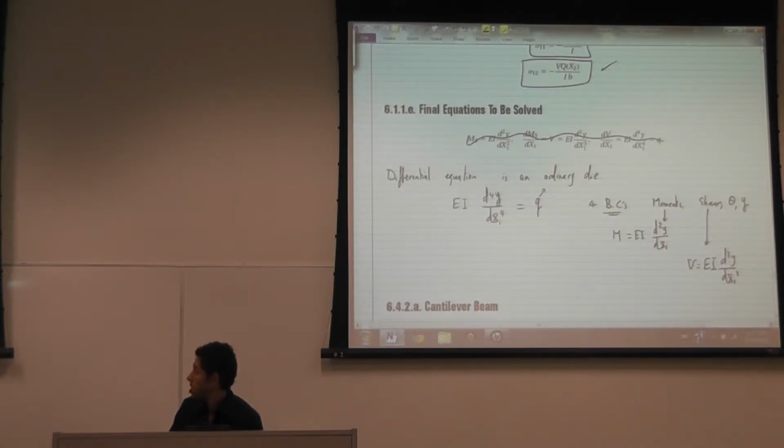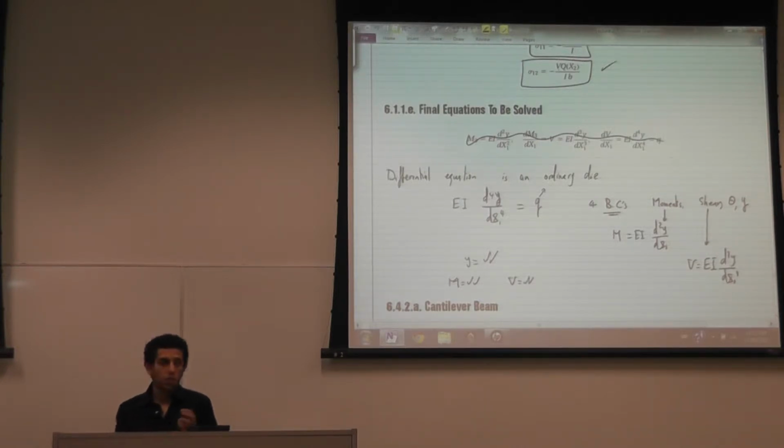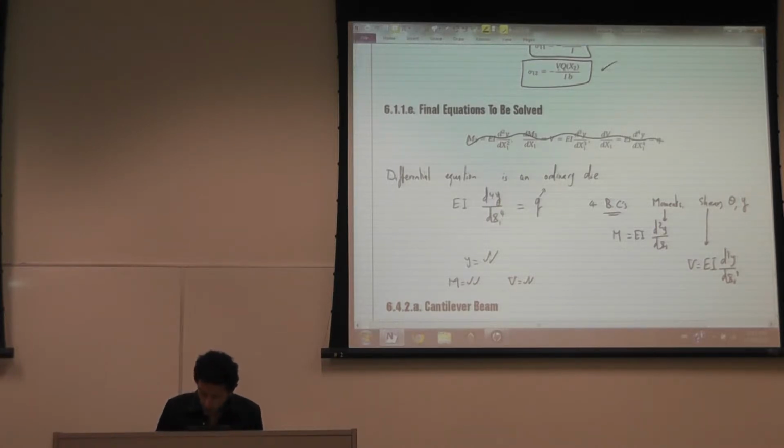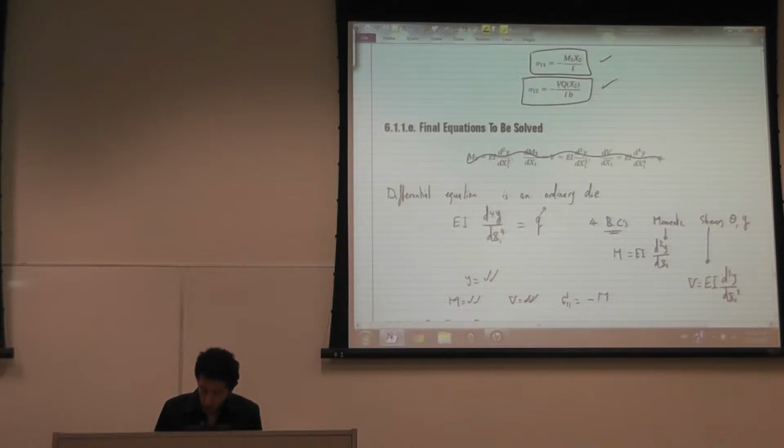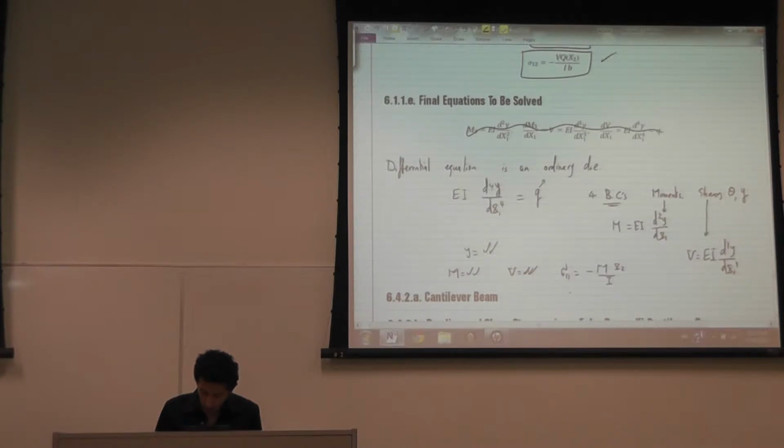And so by solving this differential equation, you find y after you apply your boundary conditions, and after you find y, you find the moments everywhere and the shear everywhere. Don't forget that the objective is to find the stress, because everything that we're doing is designing based on the stress. Sigma on 1 is equal to negative the moment multiplied by x2 over I, and sigma on 2 is equal to negative the shear multiplied by x2 divided by IB.